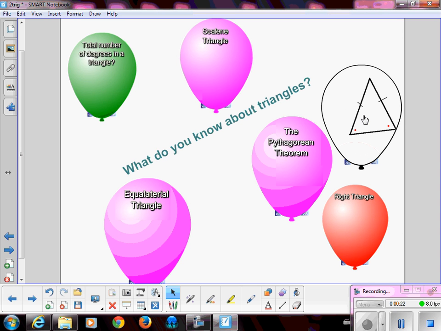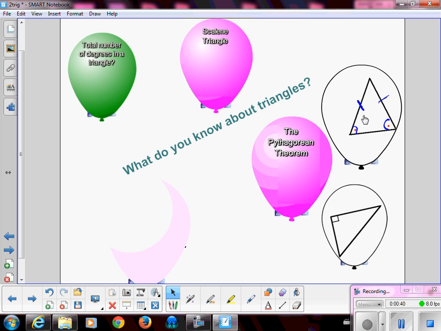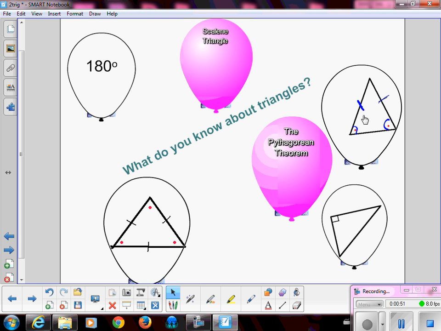Well, an isosceles triangle means that I have two sides that are equal, only two, and it also means that those two angles are also equal. So those are things that we learned a long time ago. Right triangle, we know that we have a right angle in it. When we talk about an equilateral triangle, we know that all three sides and all three angles are going to be equal. Now, the total number of degrees in a triangle, well, that is 180. Those are pieces of information that I should know.